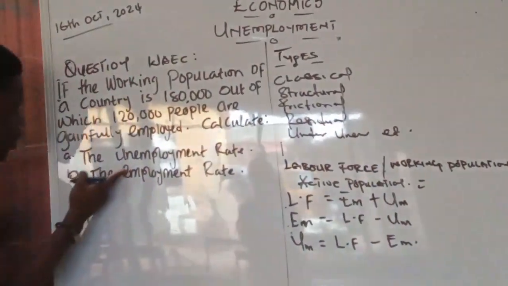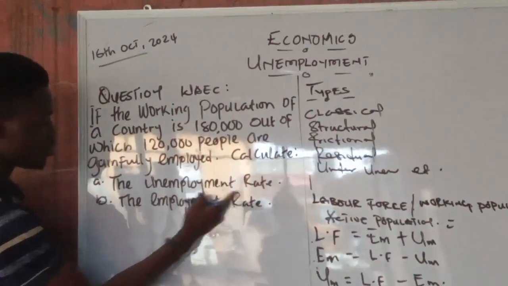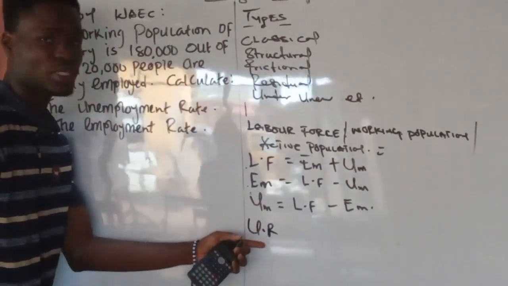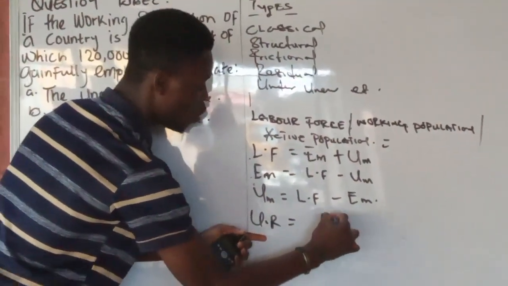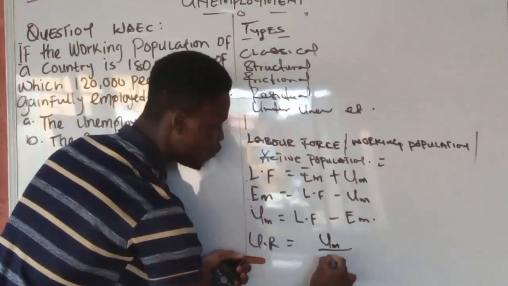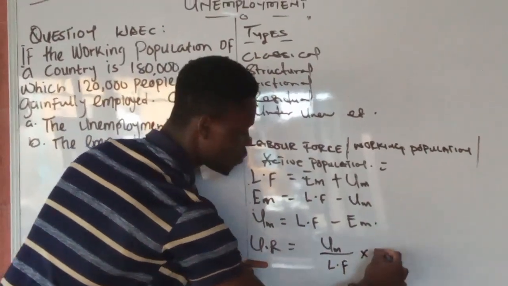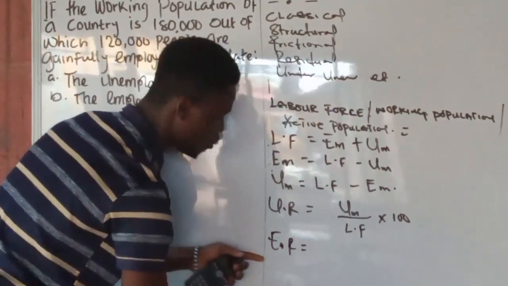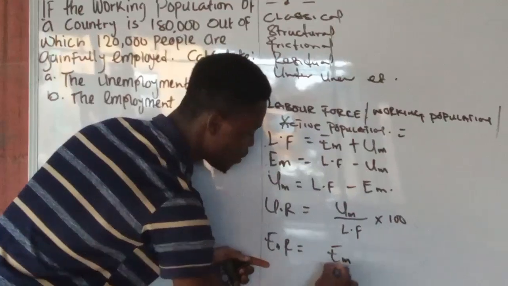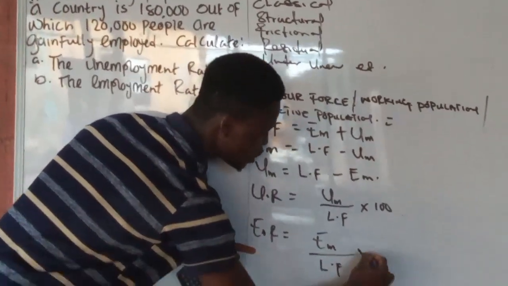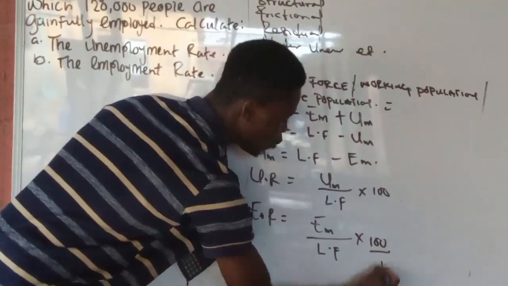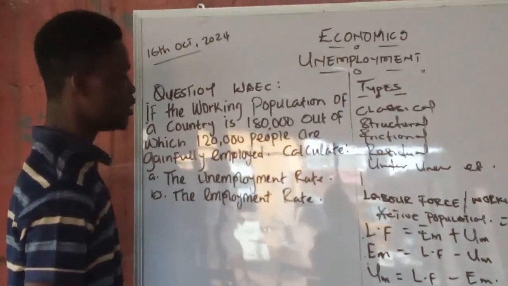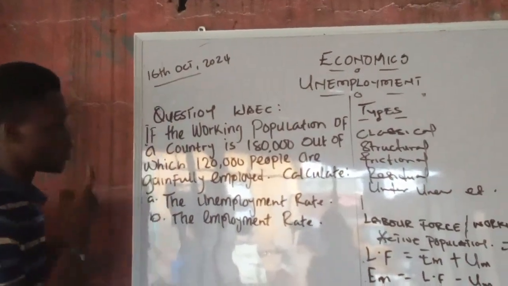Now, let's look at the formula for calculating unemployment rate and employment rate. If it is unemployment rate, I will say unemployment over labor force times 100. If it is employment rate, I will say employment over labor force times 100 over 1. That is the formula. Then let's now consider this question.